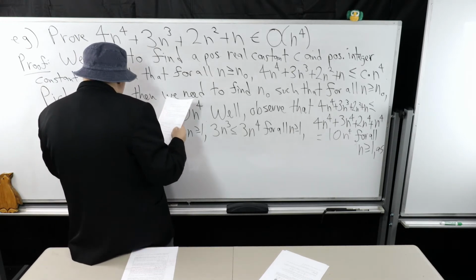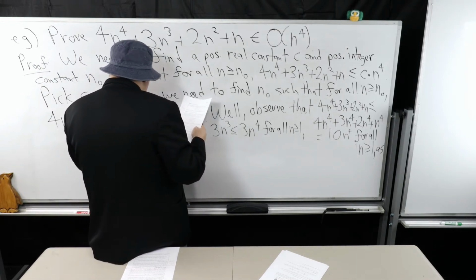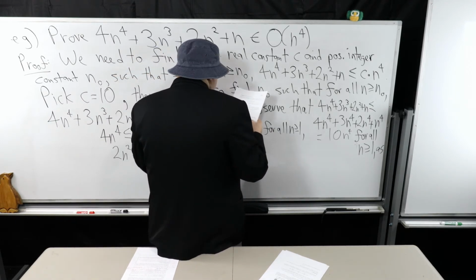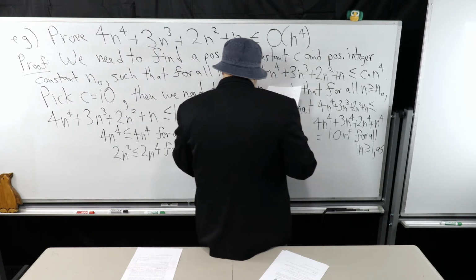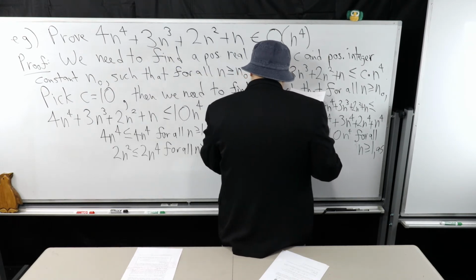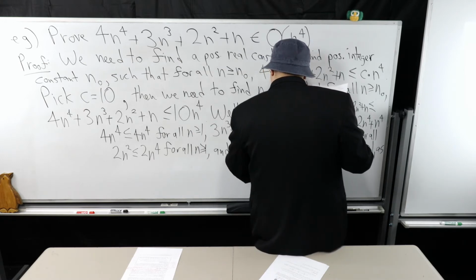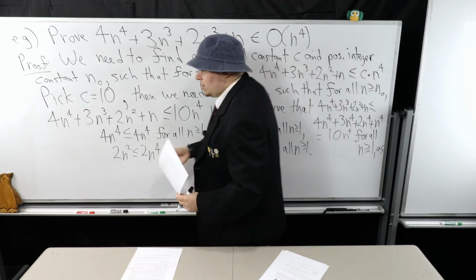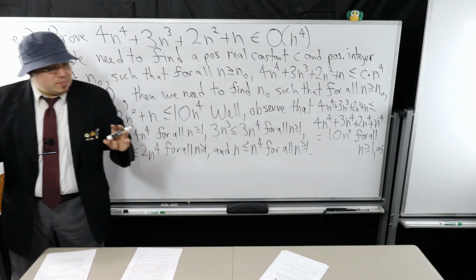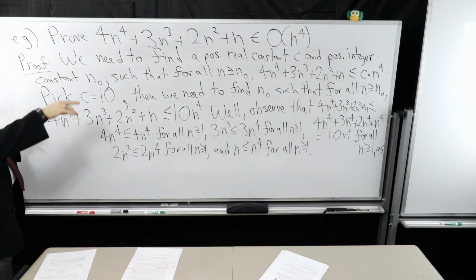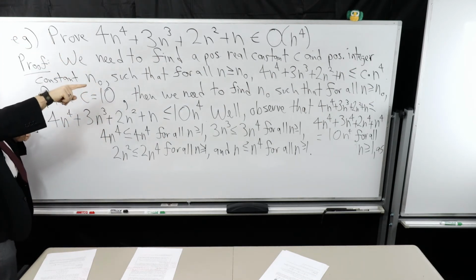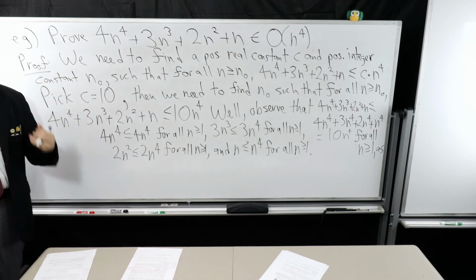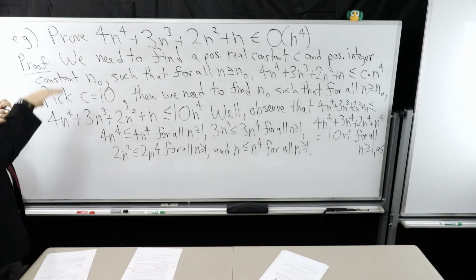And then we have 2n squared is less than or equal to 2n to the power of 4 for all n greater than or equal to 1. And that n is less than or equal to n to the power of 4 for all n greater than or equal to 1. So I'm just using the same trick, remember. It's nothing too crazy. I'm just trying to make what's on the left-hand side of the inequality look like something I could put on the right-hand side. That's how I pick C. I find picking C makes things much easier when you're dealing with things like polynomials.